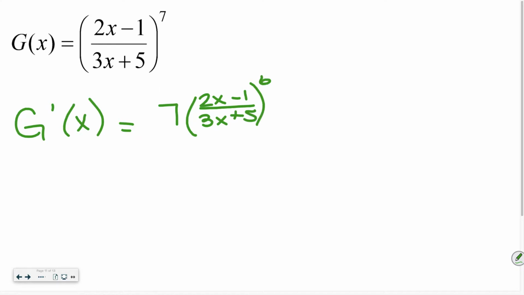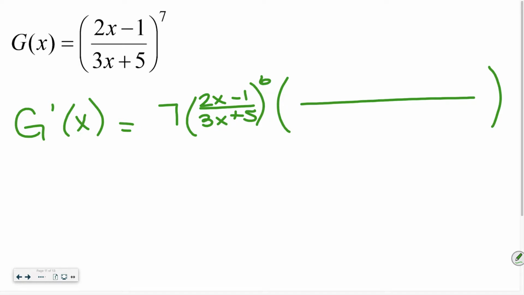Drop the power by 1. Times. So, derivative of the outside, leave the inside alone, times the derivative of the inside. Why did I make such a big parentheses? Our inside is a quotient rule. Oh, that's one of the least intimidating quotient rules I could give you.